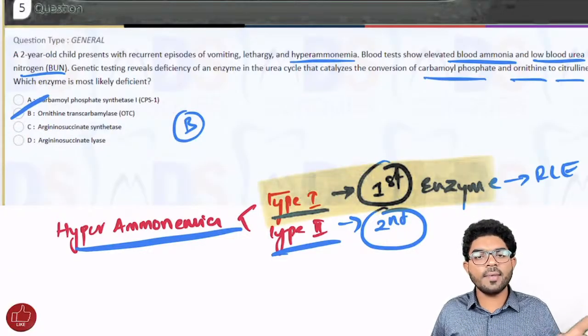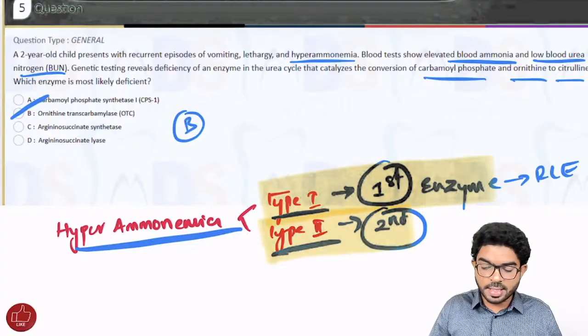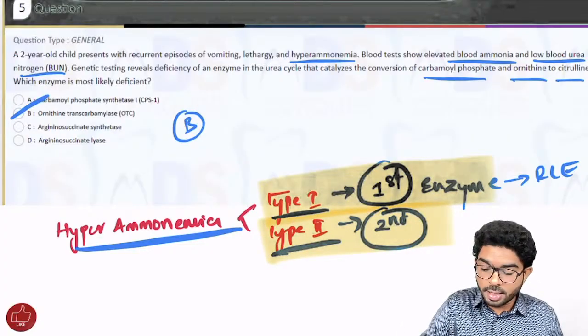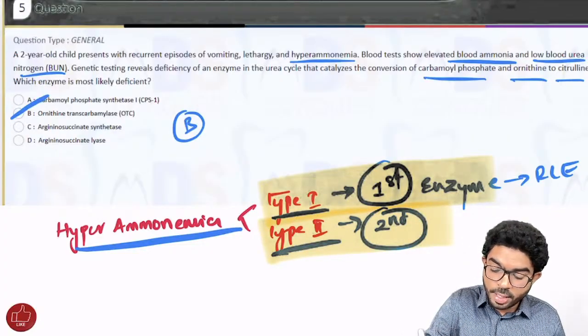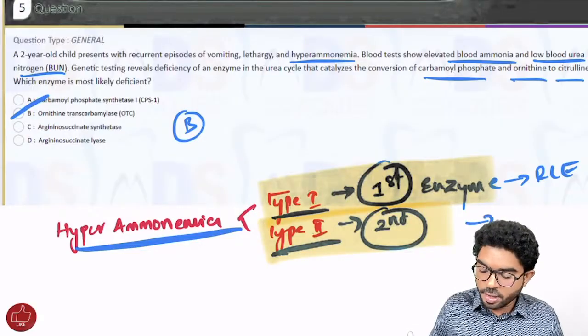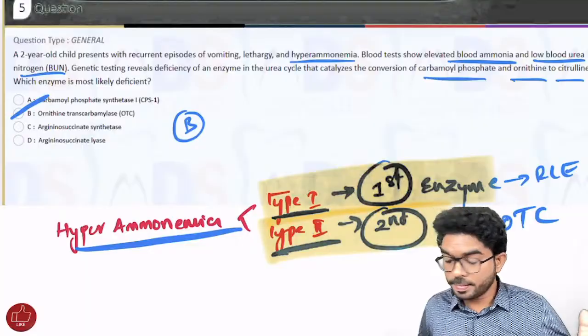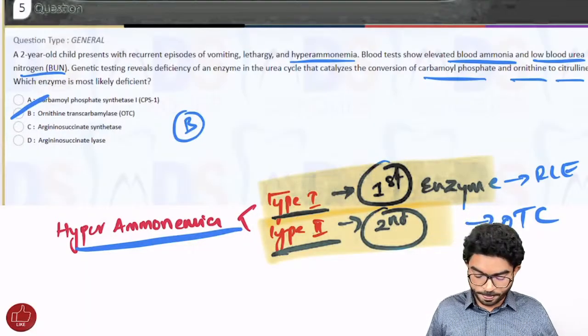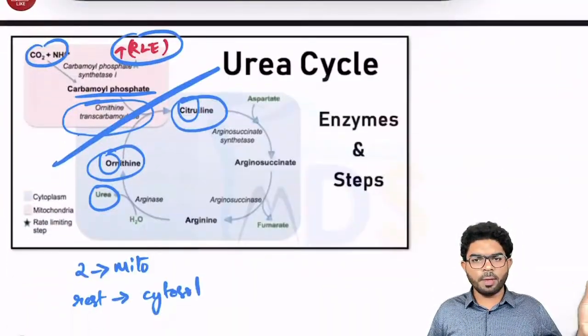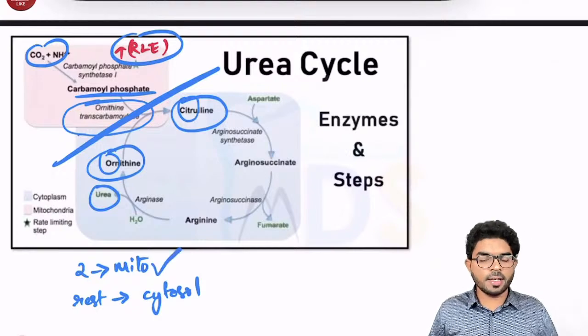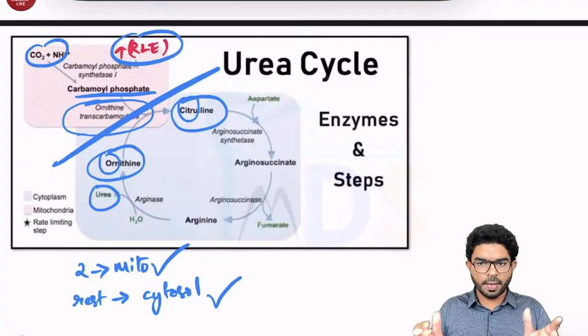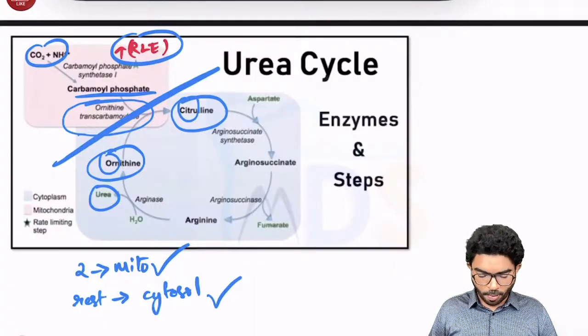Enzyme 1 is nothing but CPS. Enzyme 2 is type 2. What is this enzyme 2? Enzyme 2 is your OTC. I hope you guys are very, very clear. So I'm not going to go much deeper into this. The first two reactions or first two enzymes are basically associated with mitochondria, and the rest of the reactions are associated with the cytosol. That's what we have discussed about the urea cycle in the proteins chapter.